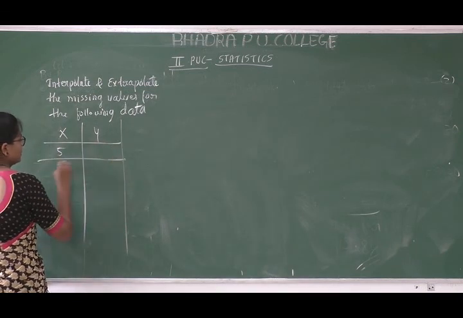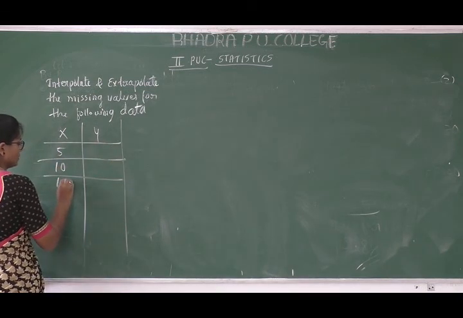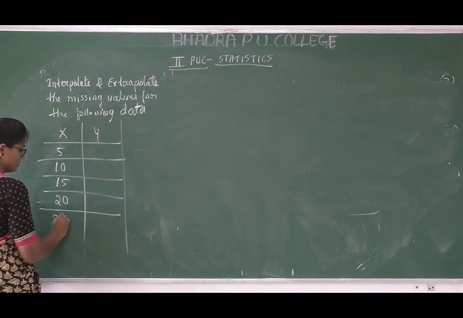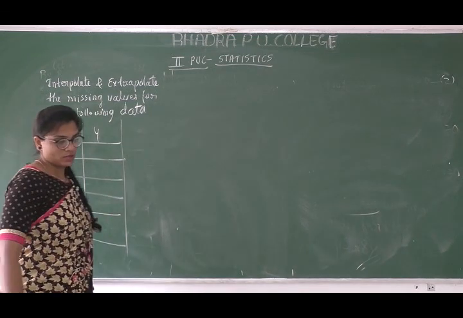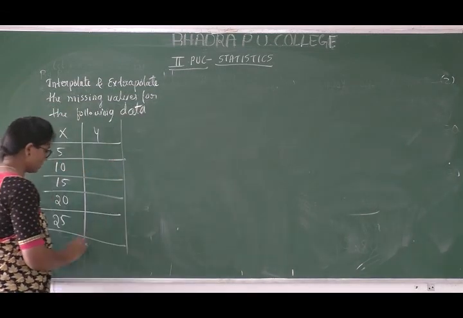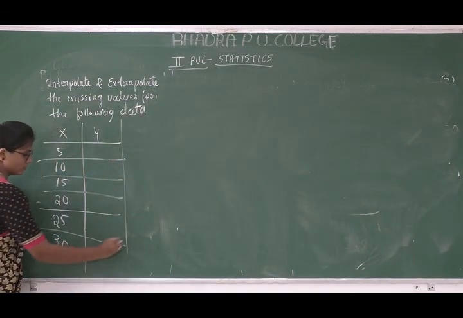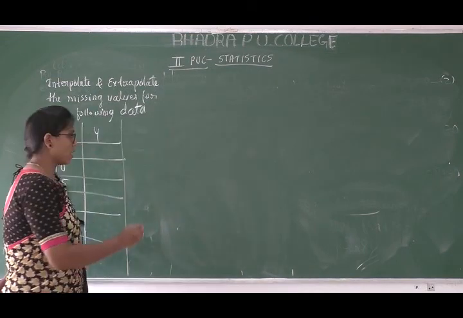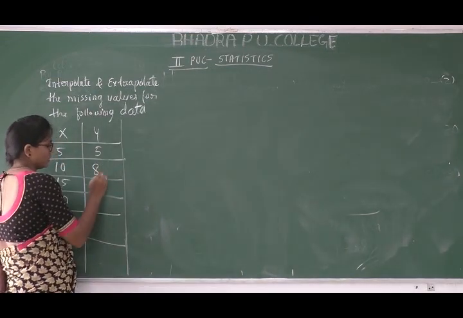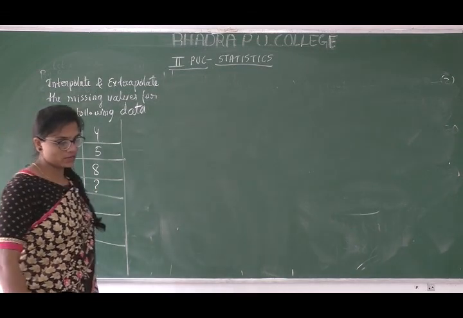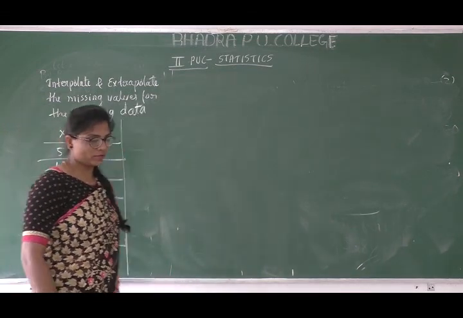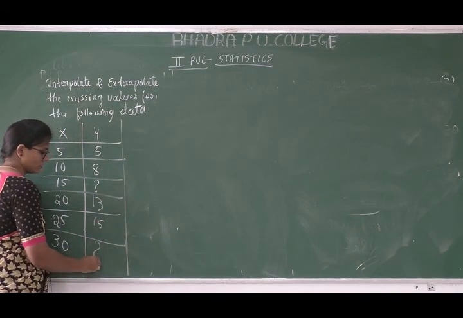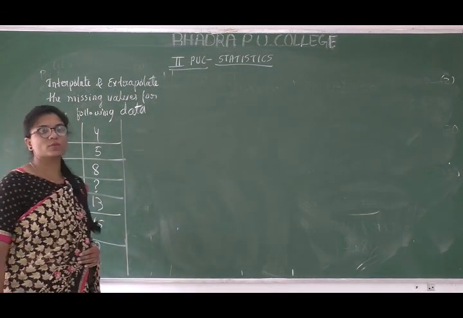x values are 5, 10, 15, 20, 25, up to 30. Under y we have 5, 8, question mark, 13, 15, question mark. How to solve this problem?